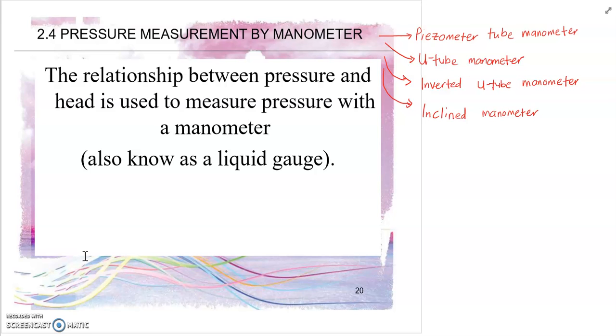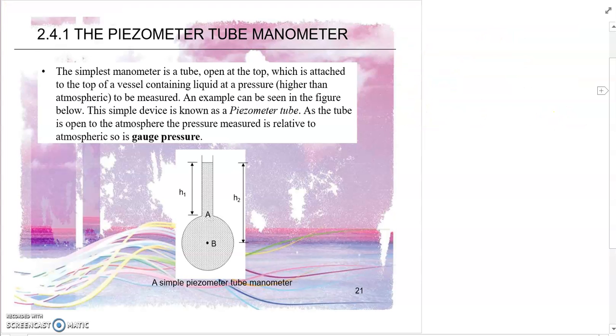It is also known as a liquid gauge. In this course, you will learn four types of manometer. The first is the piezometer tube manometer, then the U-tube manometer, the inverted U-tube manometer, and the last one is the inclined manometer. We will look at each of these one by one. The first one is the piezometer tube manometer. The image is like this.